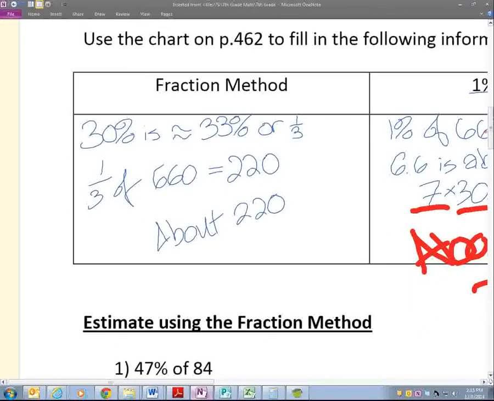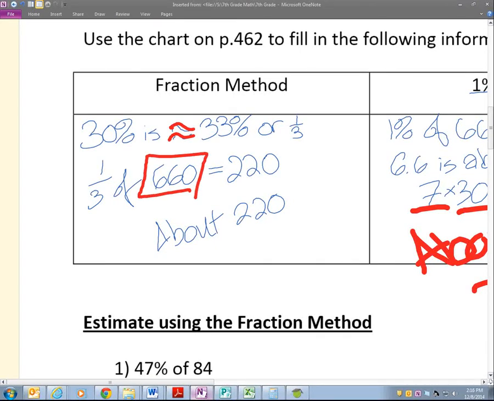The fraction method. 33% is about, that's what that squiggly line is. It's not a regular equal sign. It's a squiggly line that's kind of equal, but not quite. Okay? That's approximate. Approximate means not exact. It's approximately 33%, or 1/3, because that's what 33% is. 1/3 of 660. Now, here's the problem.